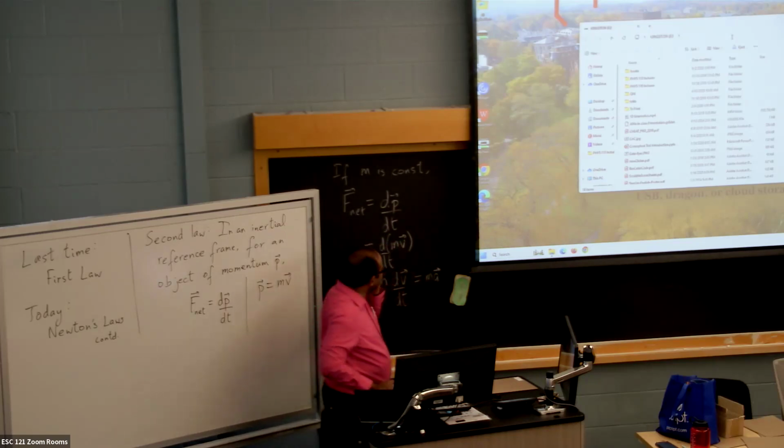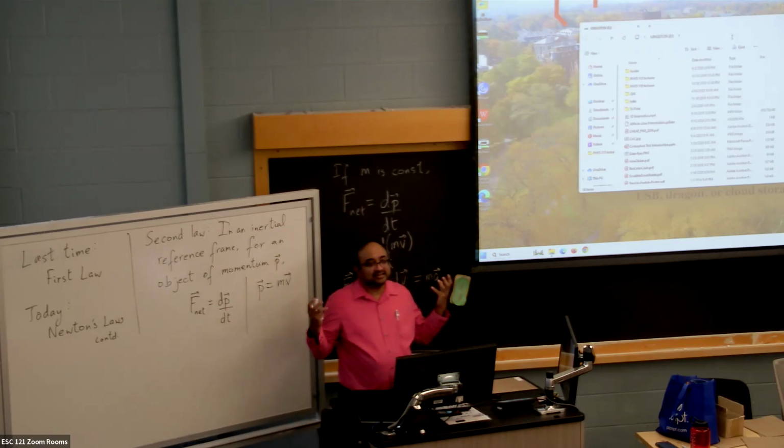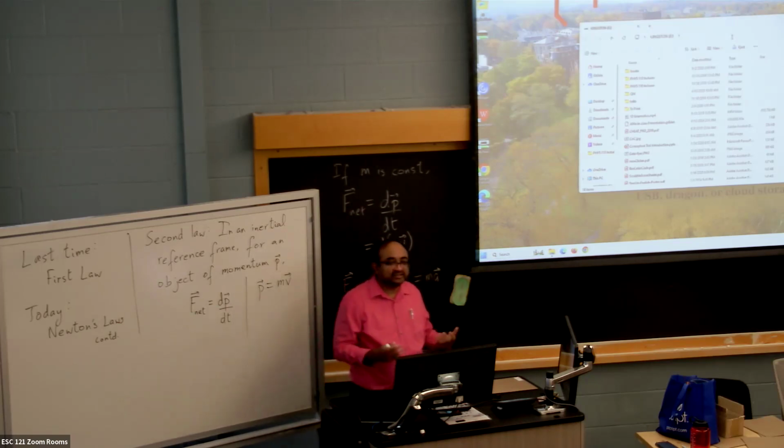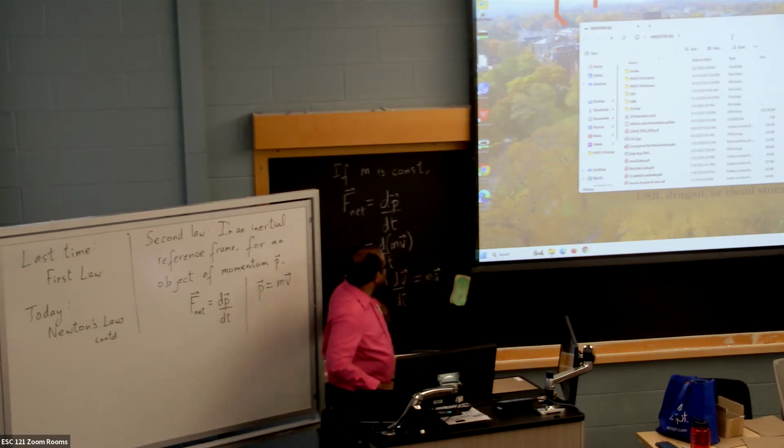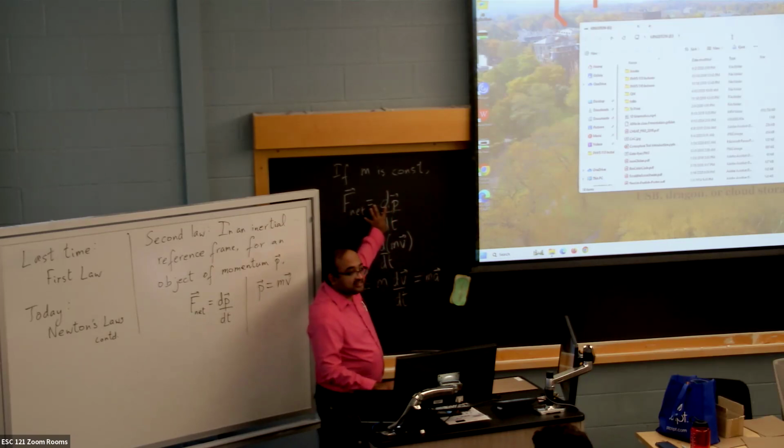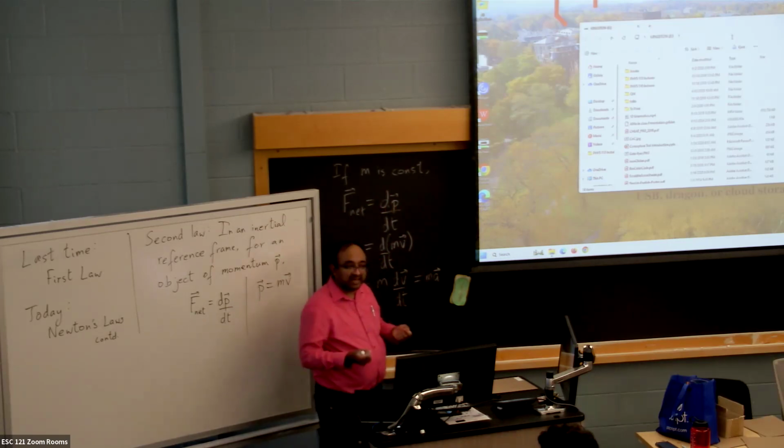So these are all examples of systems where the mass is changing, either decreasing or increasing. And in those cases, we can't use F net equals ma. You'd want to go back to the original dp/dt. This is still true in that case, and you can apply it, but then you have to account for the rate of change of mass as well.